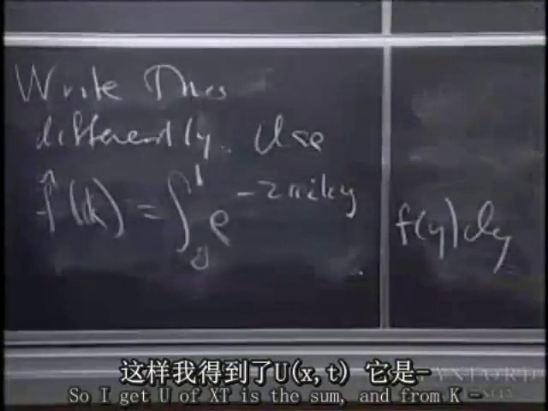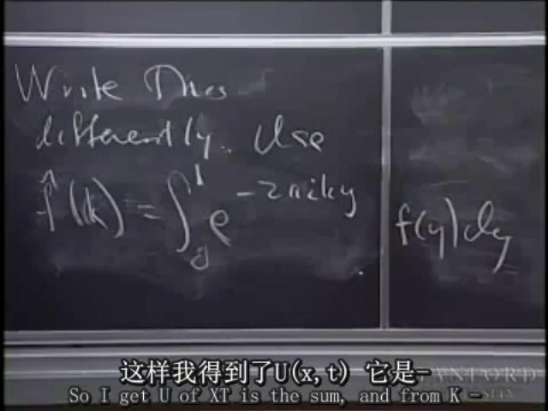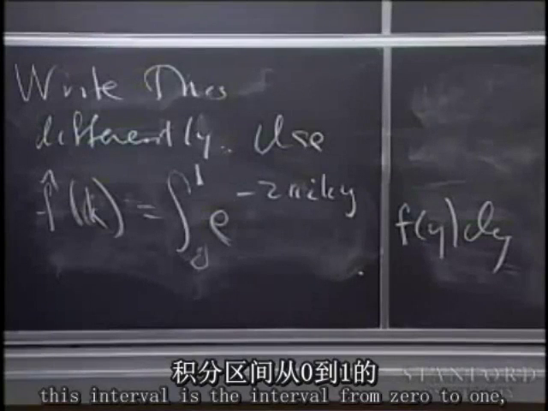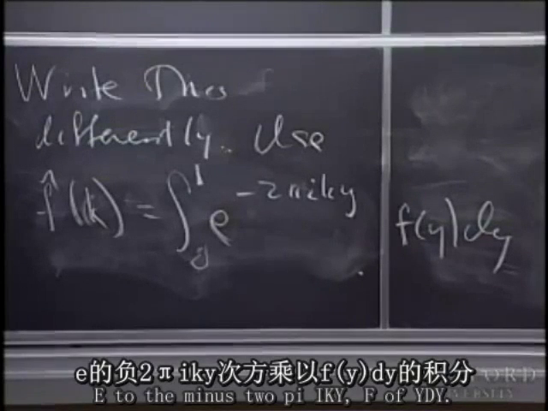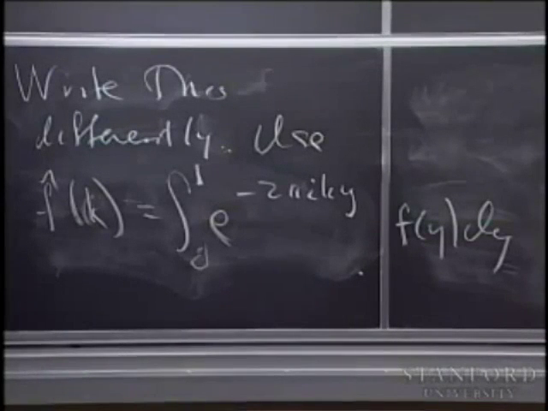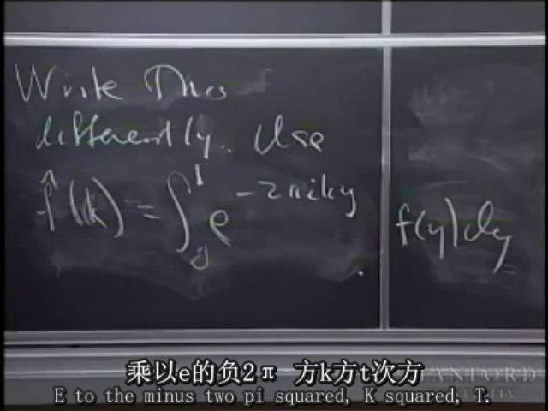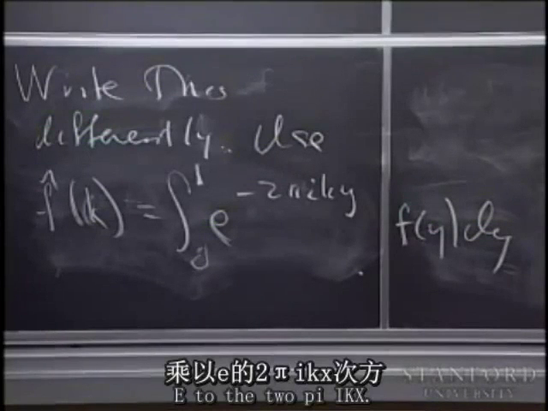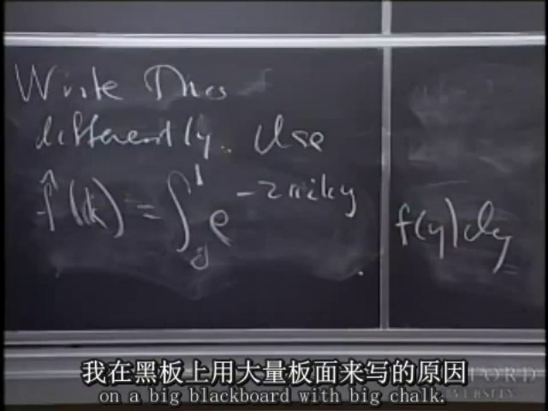So I get u of x, t is the sum, again, from k going from minus infinity to infinity, of this integral, the integral from 0 to 1, e to the minus 2 pi i k y, f of y dy, times e to the minus 2 pi squared k squared t, times e to the 2 pi i k x. That's why you have to do this on a big blackboard with big chalk.